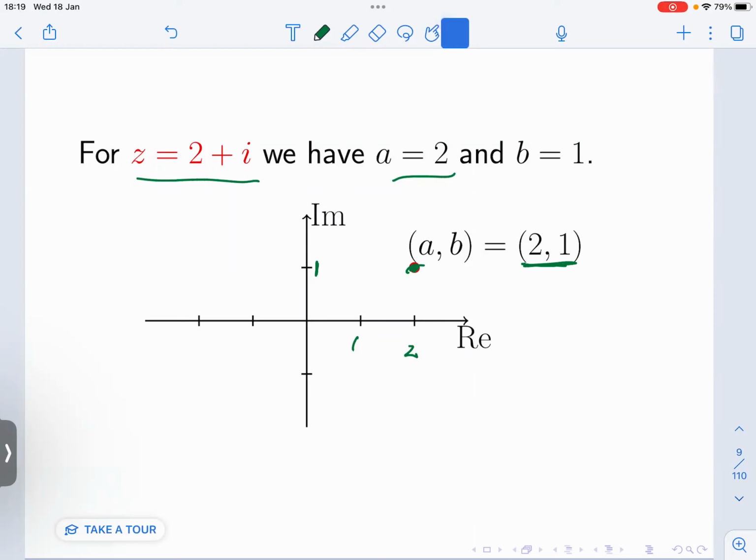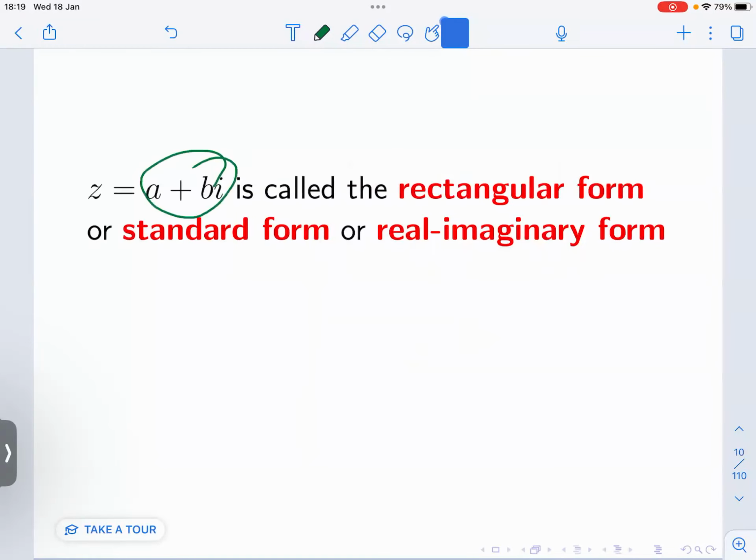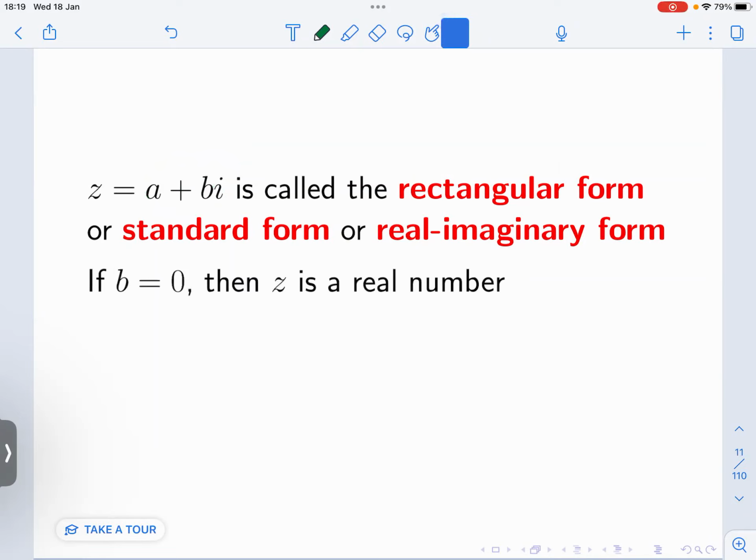A complex number in this form, a + bi, is called rectangular form. In some cases, they refer to it as the standard form or the real and imaginary form. And we note that every real number is a complex number where the imaginary part is 0. For example, if we consider z = 5, 5 is an element of real numbers and can thus be expressed as 5 + 0i.